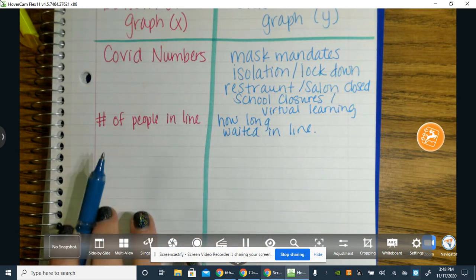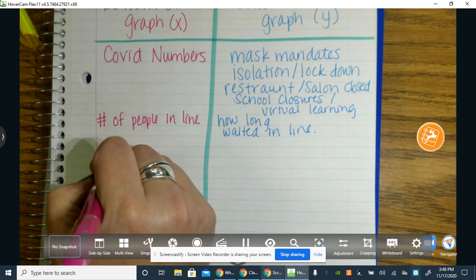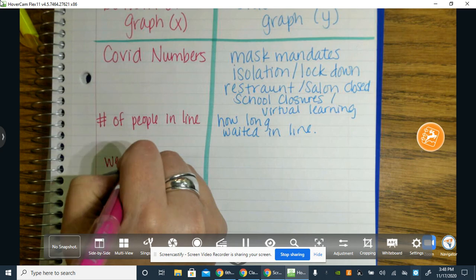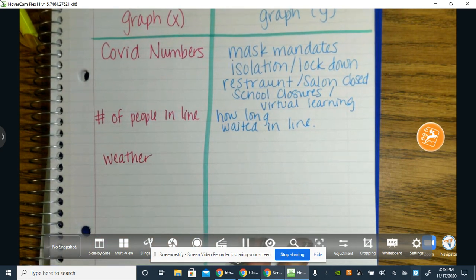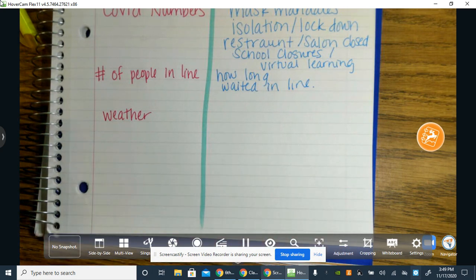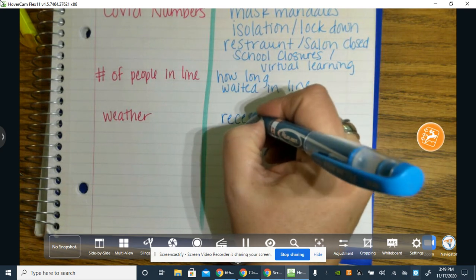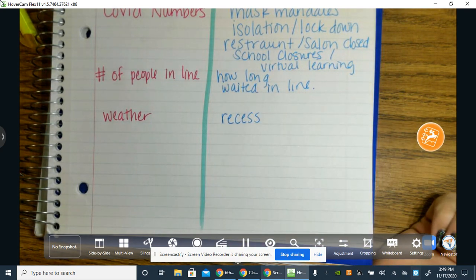Okay, another independent variable that we're going to talk about is the weather. The weather is very independent. It dictates a lot of stuff. There's lots of things that depend on the weather. Okay, here at school, recess depends on the weather. Okay, if it's raining, we're canceling recess.